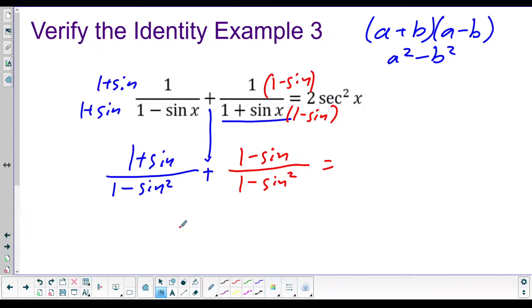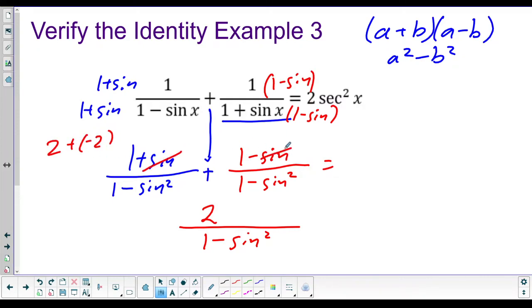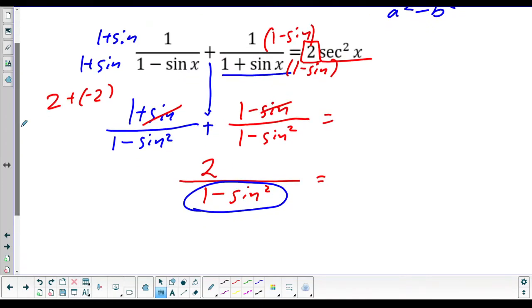Because our denominators match, we can have this common denominator on the bottom, 1 minus sine squared. 1 plus 1 is 2. Sine plus negative sine, it's like 2 plus negative 2. They cancel out. Dang, that looks way better, right? We have that 2 now. Ta-da, we've got a 2. Now we have to somehow get a secant squared. So it looks like that secant squared has to somehow come from this 1 minus sine squared.